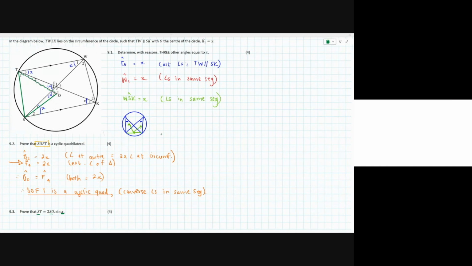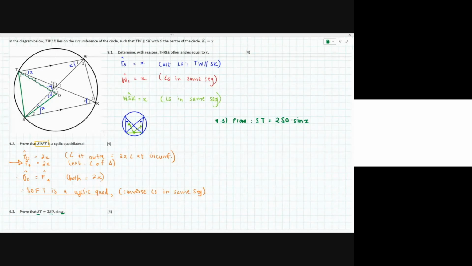All right, so I'm just going to do 9.3 over here where we've got some space. So we want to prove ST is equal to 2SO times sine of X. Now you can use the cos rule or you can use the sine rule here. It doesn't really matter. I went cos rule initially, but I think the sine rule is a bit easier. So I'm going to do sine rule and we'll go from there.